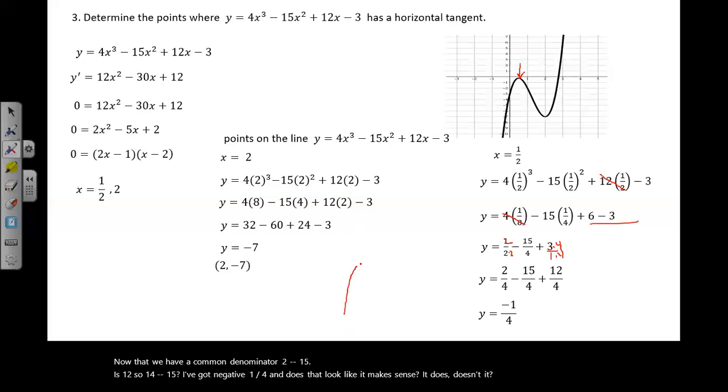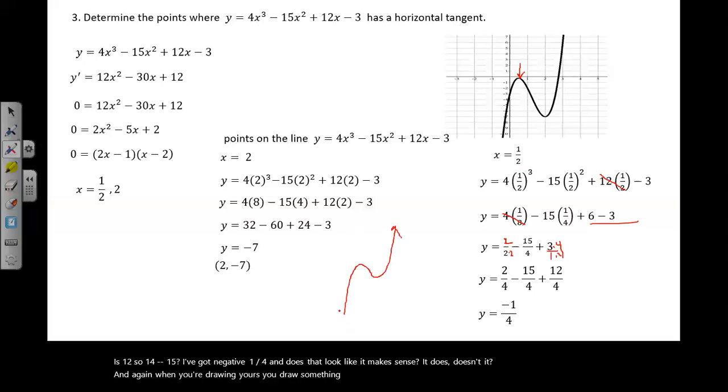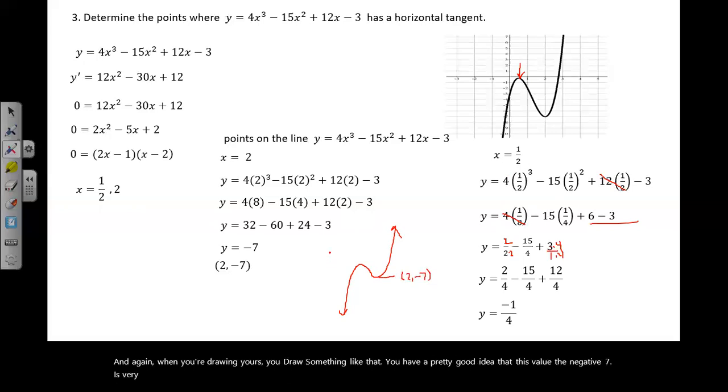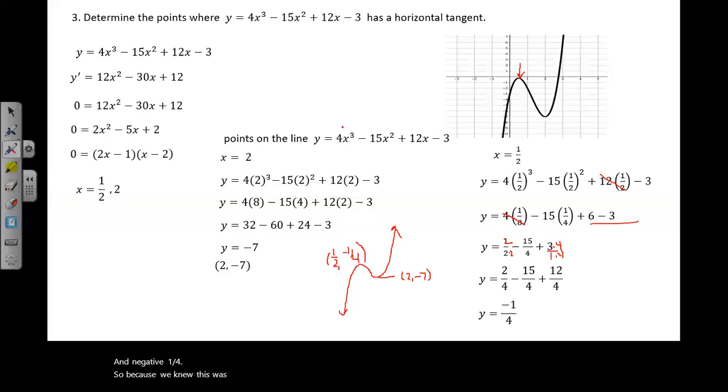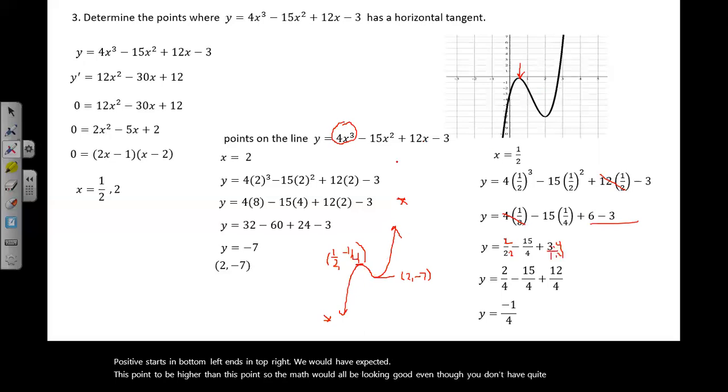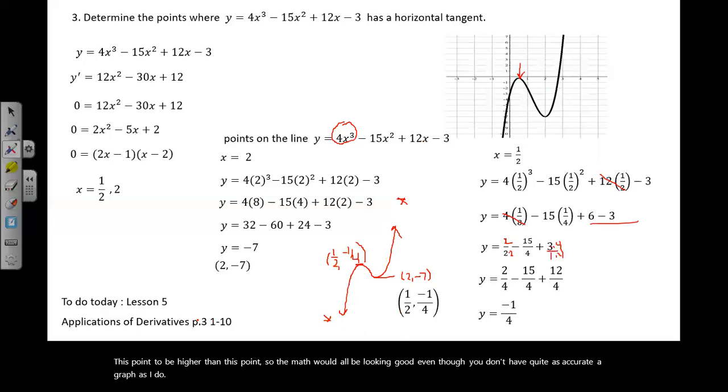And again, when you're drawing yours, you draw something like that. You'd have a pretty good idea that this value, the -7, is very likely below this value of (1/2, -1/4). Because we knew this was a positive cubic, starting in the bottom left and ending in the top right, we would have expected this point to be higher than this point. So the math would all be looking good, even though you don't have quite as accurate a graph as I do. So there's our point.